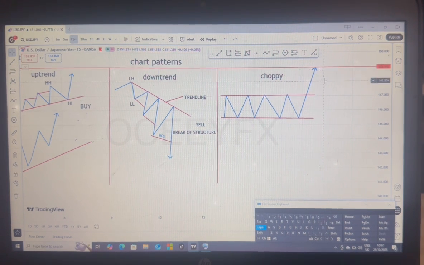Trade market is buying, so it's better you leave the choppy market alone. Let's go into the chart.